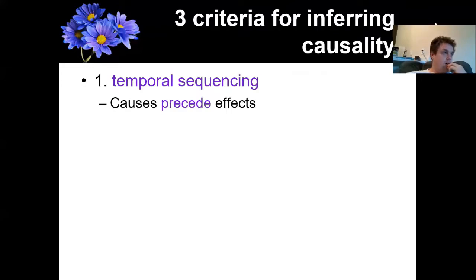If I, I don't know, poke myself in the eye. No, I don't know why I thought of that example. But if I lean on something and the thing falls over, well, if I leaned on it first and then it fell over, that would obviously suggest that leaning on it caused it to fall over. If I leaned on it at a different time, say after it fell over, then obviously leaning on it did not cause it to fall over.